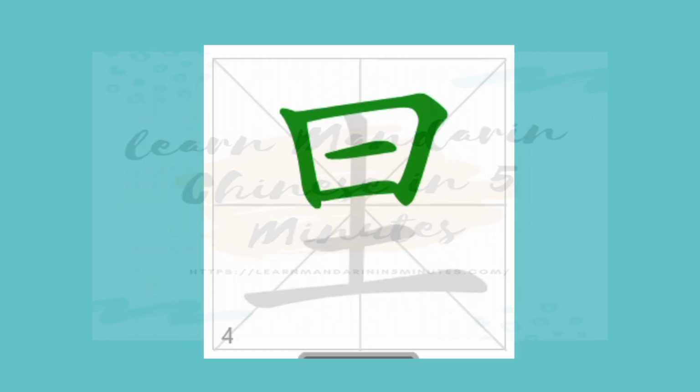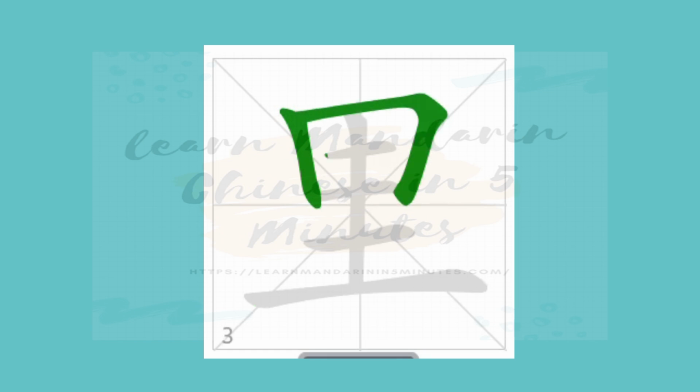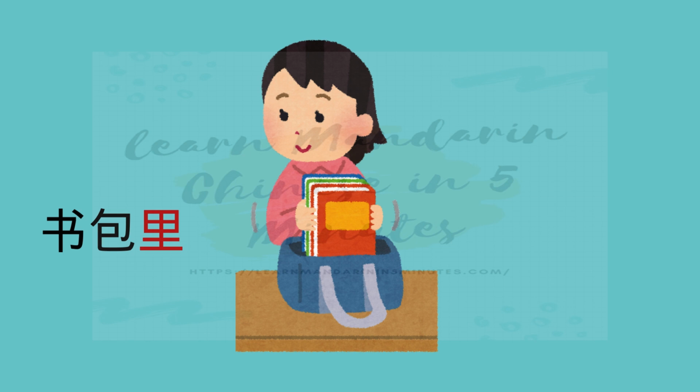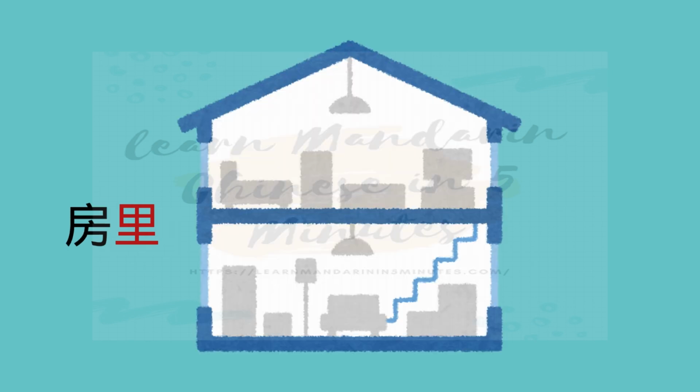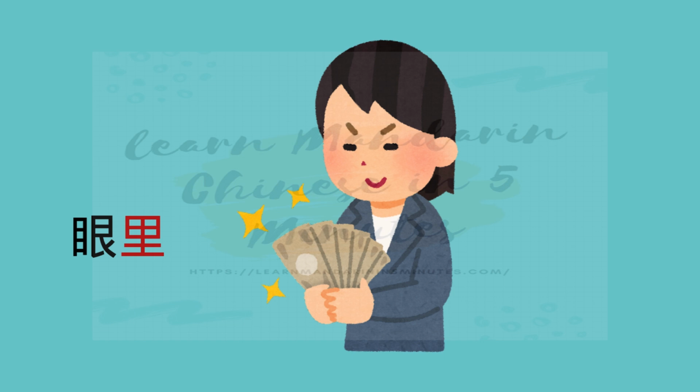The Chinese character 里 indicates the inside, interior, or within a certain range. Most commonly used in everyday language for physical spaces or locations. For example, 书包里 inside the backpack, 房里 inside the room, 脑子里 in the mind or inside the brain, 眼里 in one's eyes or in one's view.